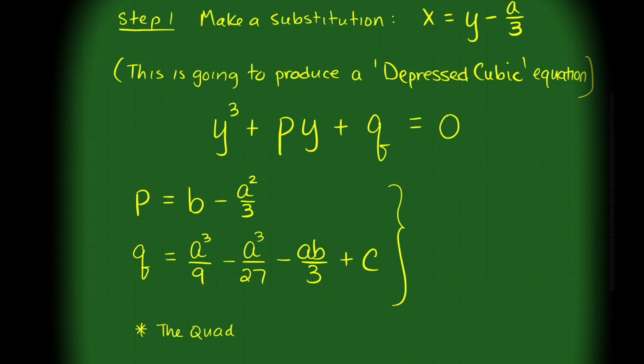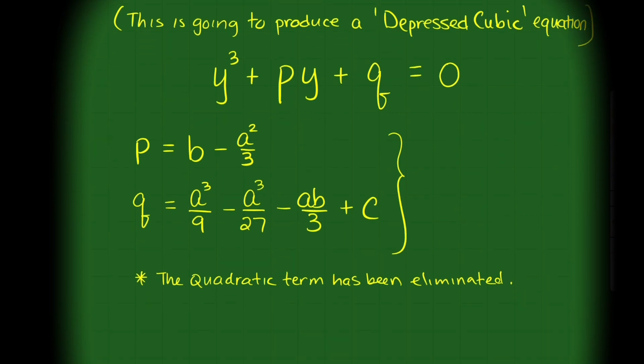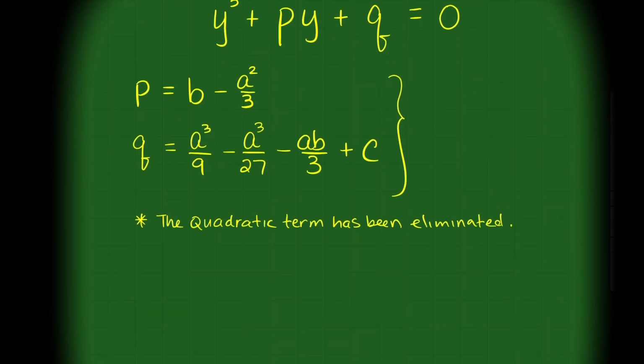But the motivation behind this, getting the depressed cubic, is so that all the powers of y are in this case odd. Now that the quadratic term has been eliminated, we are going to assume the nature of the solution. So step number 2 is going to make a new substitution.